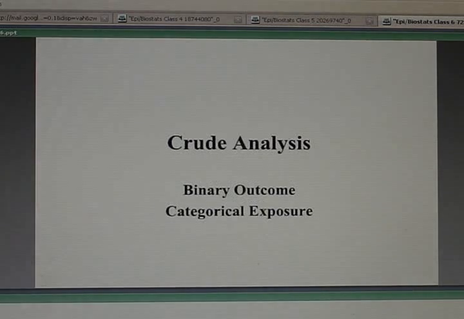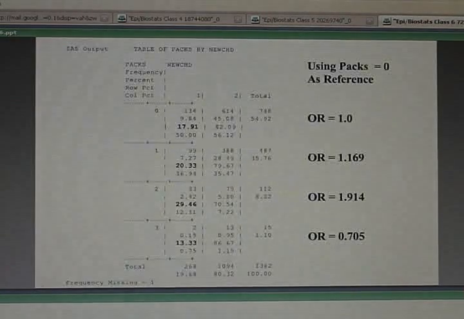But let's suppose your outcome was not binary, but was categorical, like PAX. What you could do is build a table that doesn't have 2 rows to it, but has 4 rows to it. 1 for the non-smokers, 1 for the 1-pack-a-day smokers, 1 for the 2-pack-a-day smokers. It says, for example, you've got 748 non-smokers. 134 of them develop disease. That's a risk of 17% on average among people.